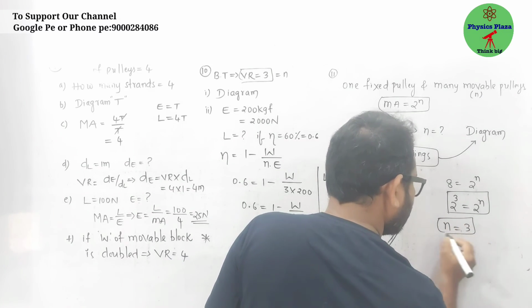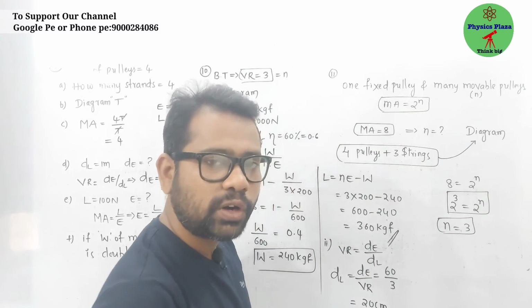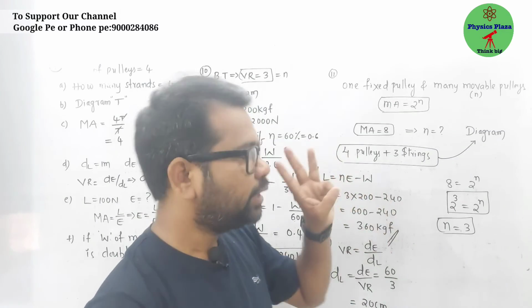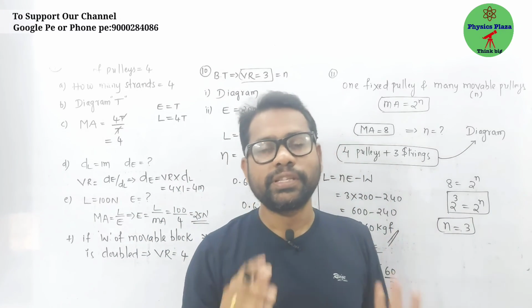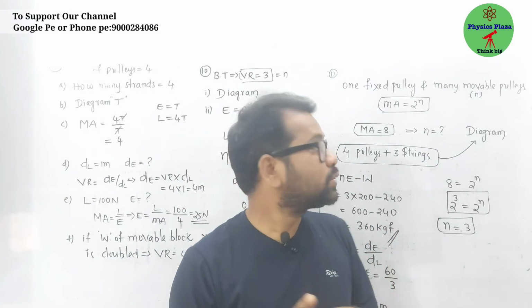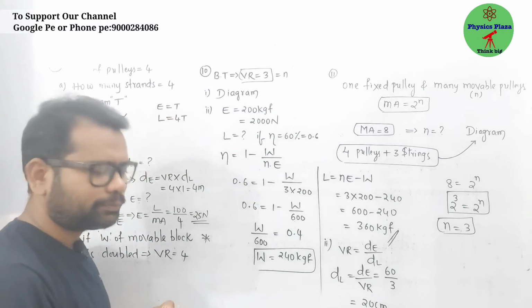So 3 is what here? Number of movable pulleys, which means in the given system, 3 movable pulleys and 1 fixed pulley are involved. That's it, children. So numericals are as simple as that.